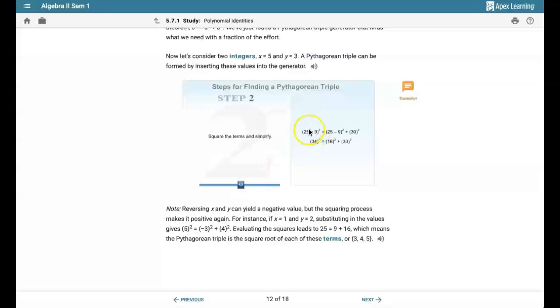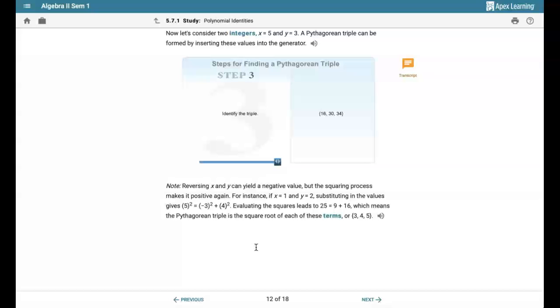This is our c squared. All right, c squared is equal to a squared plus b squared. So we're able to figure out that our c value is 34, a value is 16, and our b value is 30. So that would be what's called our triple, identifying our triple value there.